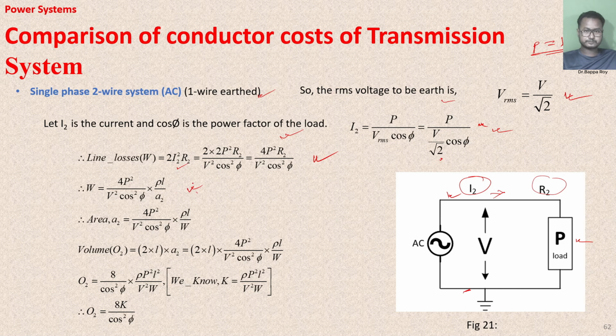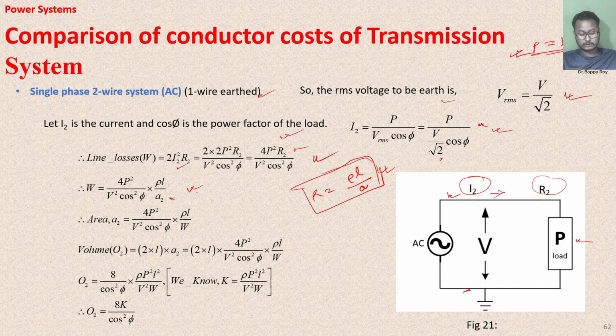So in W, we are going to put the value of R2. R is equal to rho L by A, that same basic formula we are applying in this calculation. This is R2, so it will be rho L by A2. From here we are calculating A2.